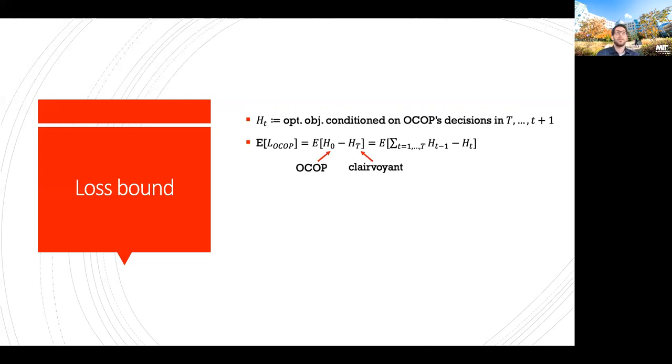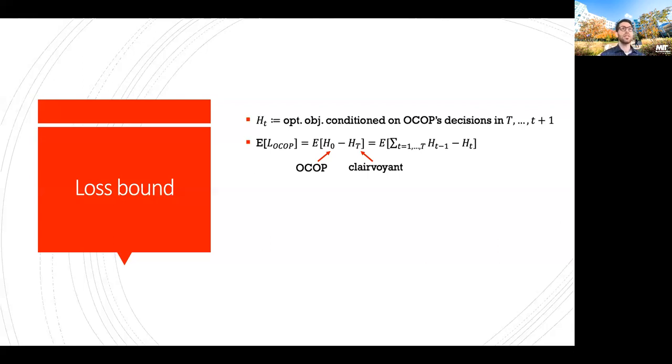H0 is the objective that the OCOP algorithm gets, because if we force the clairvoyant over all time periods to follow OCOP, then she will get the same objective as OCOP. And HT is the objective that the clairvoyant gets, because if we force her in no period to follow OCOP, then she can just do the clairvoyant optimal thing. Now, what that allows us to do is to write the difference as this telescoping sum of differences in subsequent rounds.